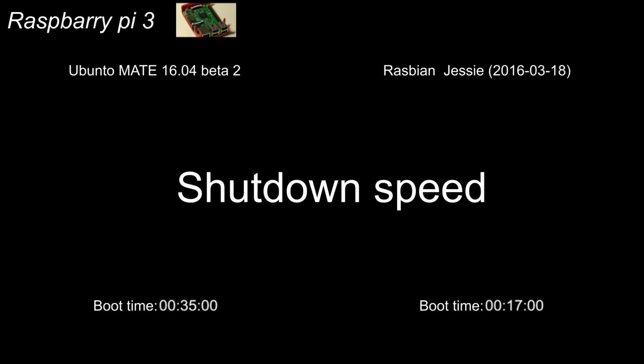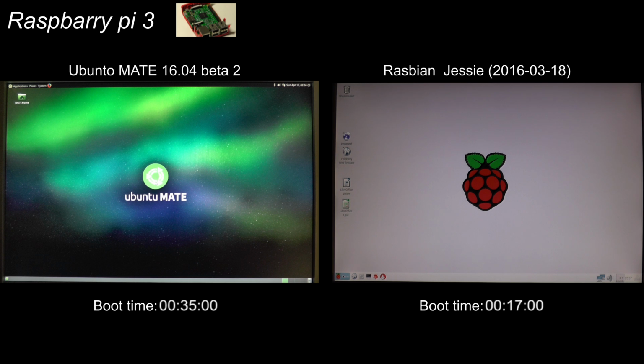Start the shutdown speed test. Here we test how long it takes for the two systems to shut down.